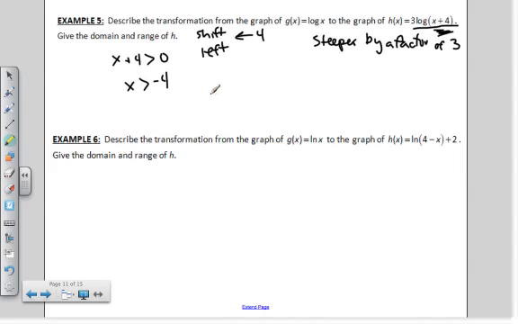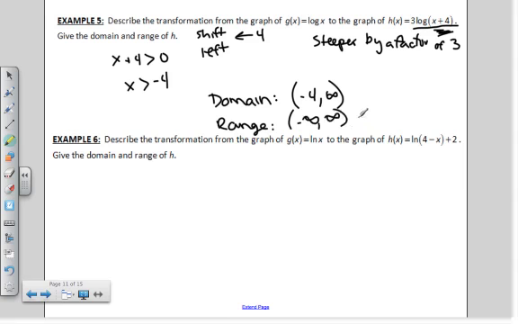Now you're asked to give your domain and your range. Your domain, we just figured out, x has to be greater than -4, so we would write it in interval notation. And if you remember the graph from the previous slide, which is on your paper, the range is all real numbers.